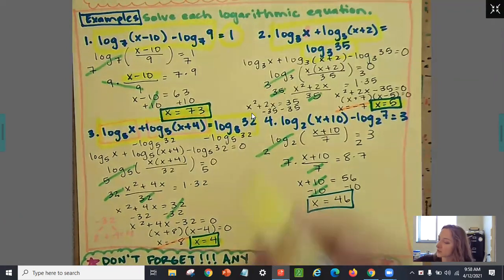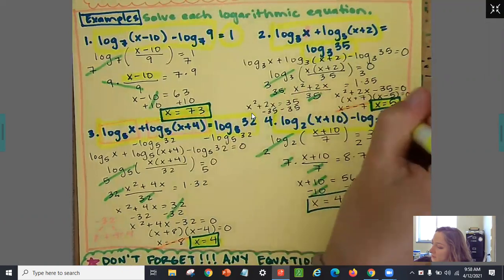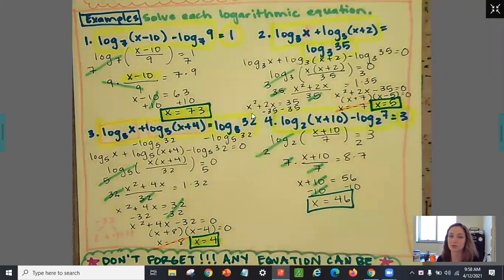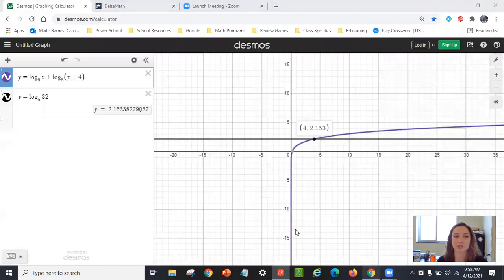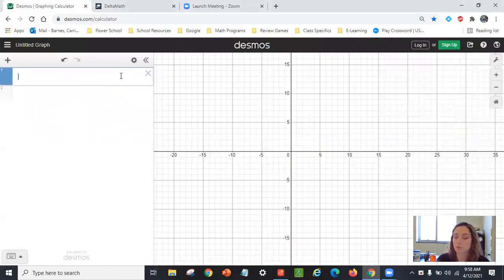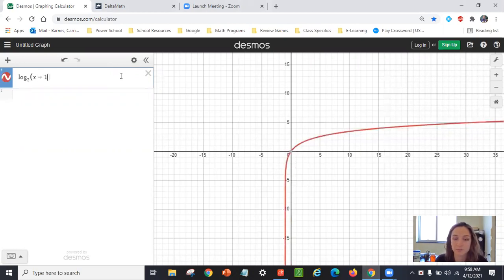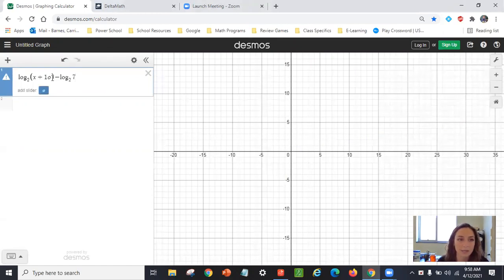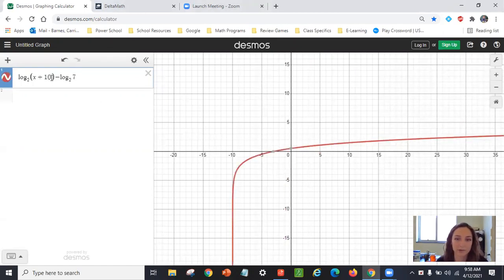All right, and the very last one, I'm going to type in the left-hand side into 1, y equals 3 into the right-hand side, and we will click on their intersection. So we're going to have log base 2 of x plus 10 minus log base 2 of 7. There we go. Okay. And then we're going to have 3.